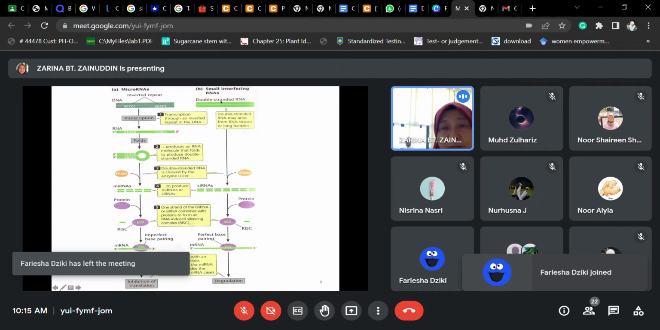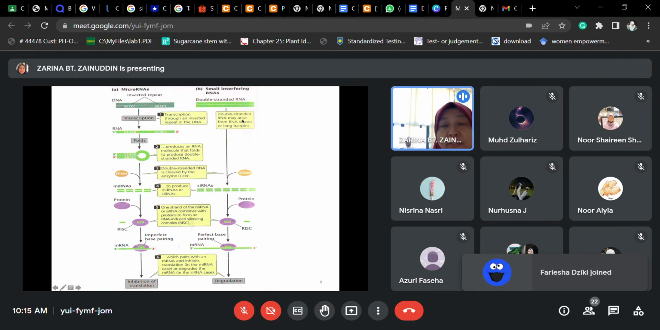While small interfering RNA comes from double-stranded RNA, which may arise from RNA viruses or long hairpins. Then the double-stranded RNA is cleaved by the enzyme dicer, the same. And then the protein will combine with the siRNA produced to form RISC. This RISC complex is different from microRNA, which has imperfect base pairing. You will see that not all sequences base pair with the mRNA, but for small interfering RNA there is perfect base pairing between the mRNA and the RISC. Then it will degrade the mRNA. So this is the difference between siRNA and microRNA.